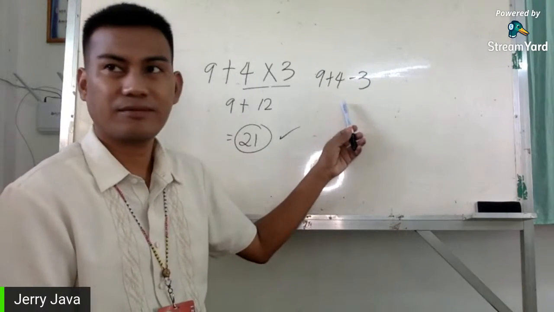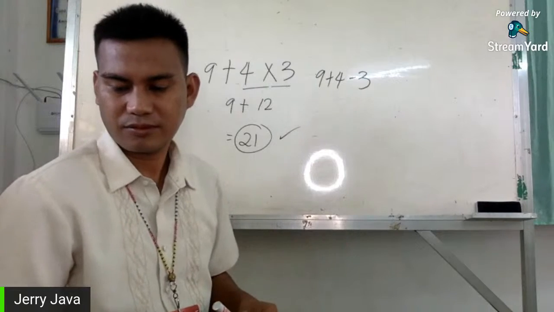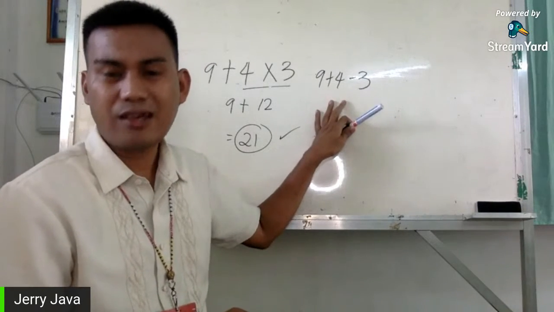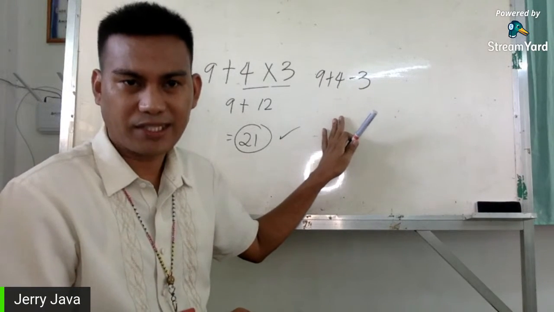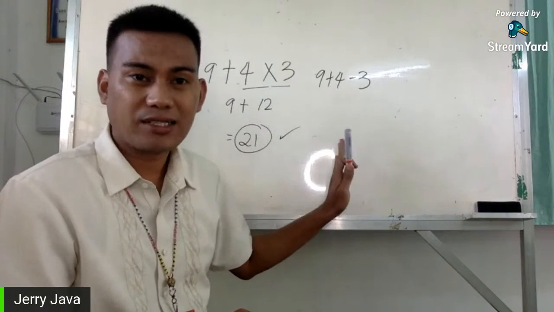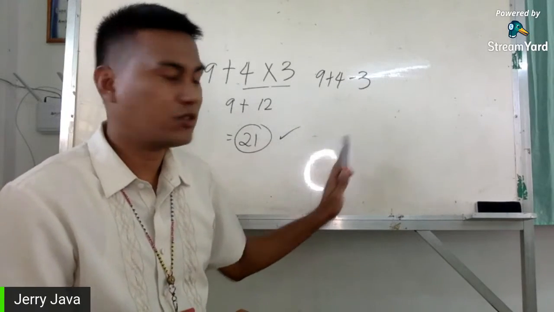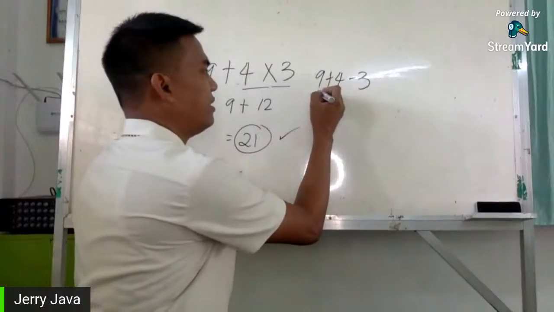Let's try this. You are going to do first the 9 plus 4. Kasi add or subtract, whichever comes first. So sa addition ang unahin mo. Okay, this will be 9 plus 4.